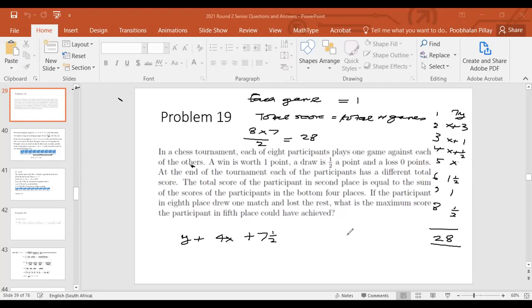Okay, it's 4.5 plus 3, and that is equal to 28. But one important thing is that y is greater than x plus 3, because that guy has got more points than the second guy. So you got that this number here, right?